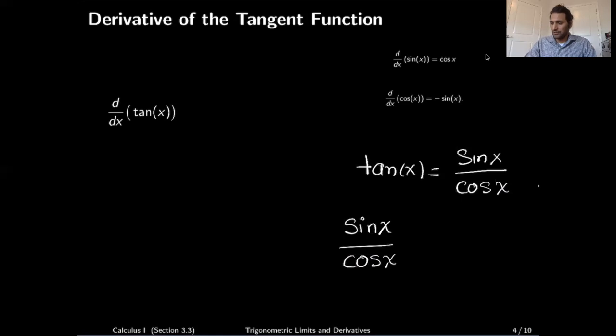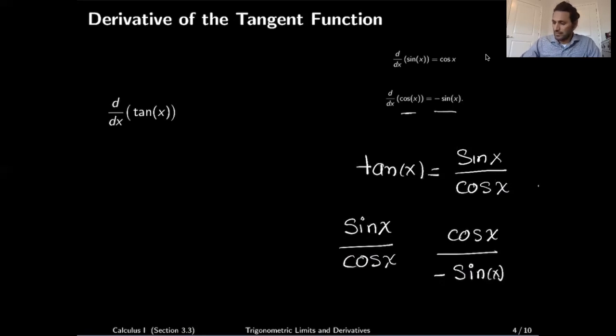So how does the quotient rule work? You take the derivative of the top, which is sine x. The derivative of sine x is cosine of x, and the derivative of cosine x is negative sine x. So do not forget the negative sign. So this is a negative sine x.